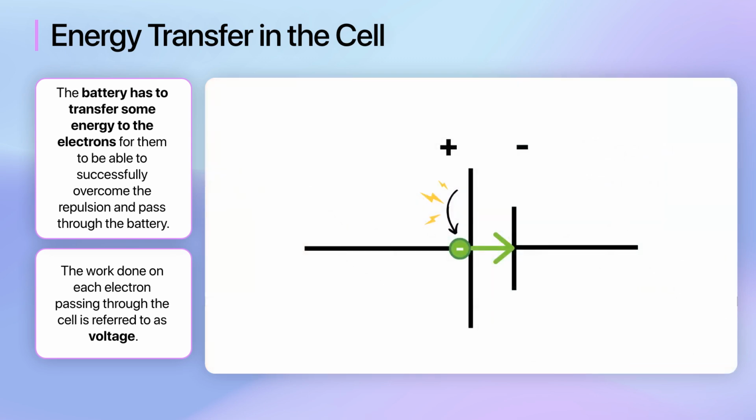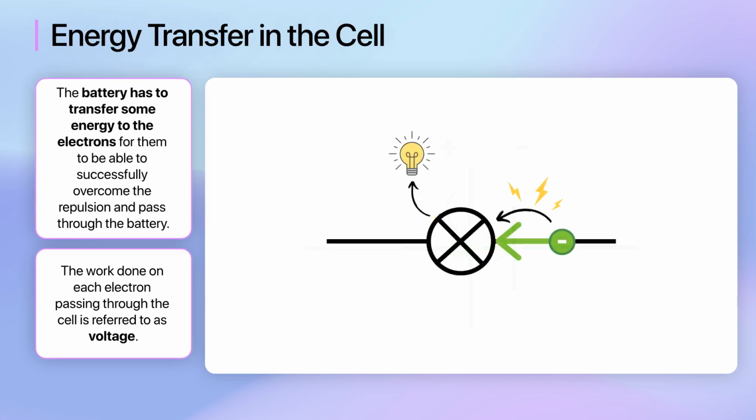As electrons pass through the cell, energy is transferred from the cell to the electrons. Then, as electrons flow through the circuit, they transfer this energy to the components, which convert it into various forms such as light and thermal energy. Hence, this push provided by voltage is crucial for transferring energy from the cell to the components within the circuit.